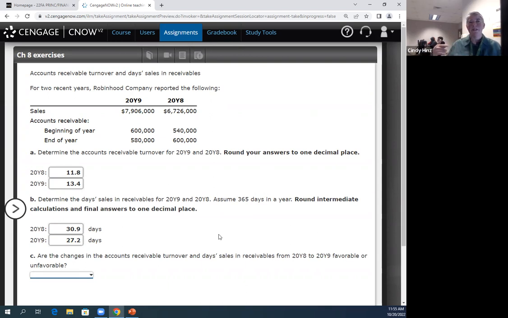On average, it was taking customers about 31 days to pay us in 2018. They're paying about 4 days faster in 2019. That's a good thing. They're paying us faster. That gets us the cash faster, so we have it to use for other purposes, maybe to buy more inventory, to pay our suppliers, to pay our workers, to pay our taxes or whatever.